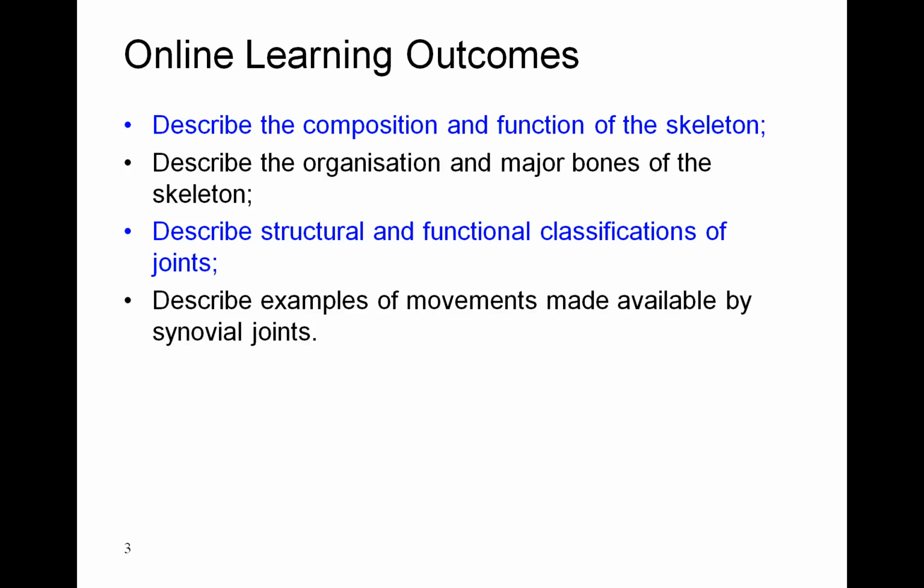So let's just review the online learning outcomes for this module. Describe the composition and function of the skeleton. Describe the organisation and major bones of the skeleton. Describe structural and functional classifications of joints. And describe examples of movements made available by synovial joints.